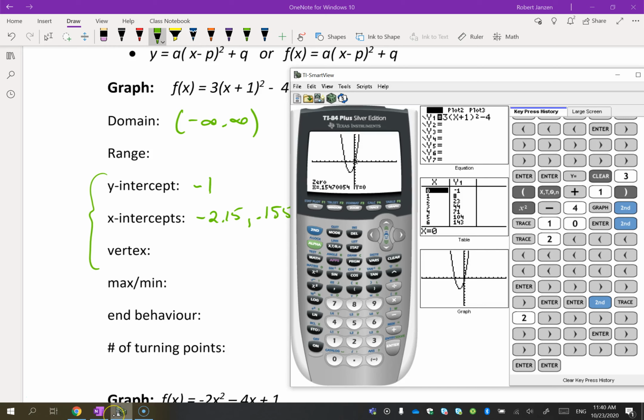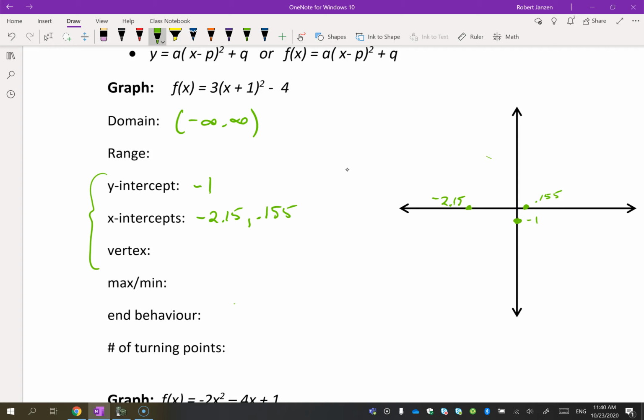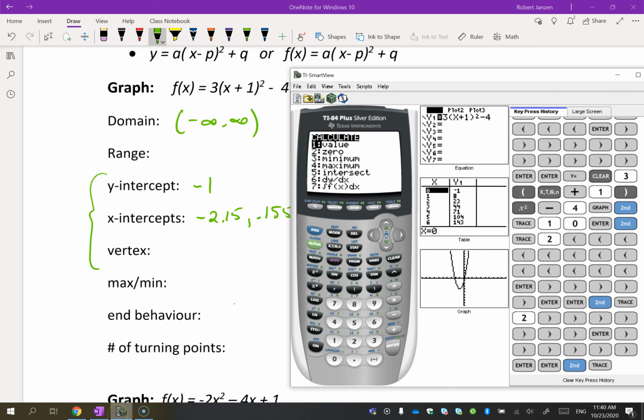Now, we need the vertex. If I go to min or max, what do you think this graph has? A minimum or a maximum? If you think about a graph, it's either one of these two. This one has a minimum, and this one has a maximum. So if I go back here, I need to find the minimum. So I'm going to press 3.